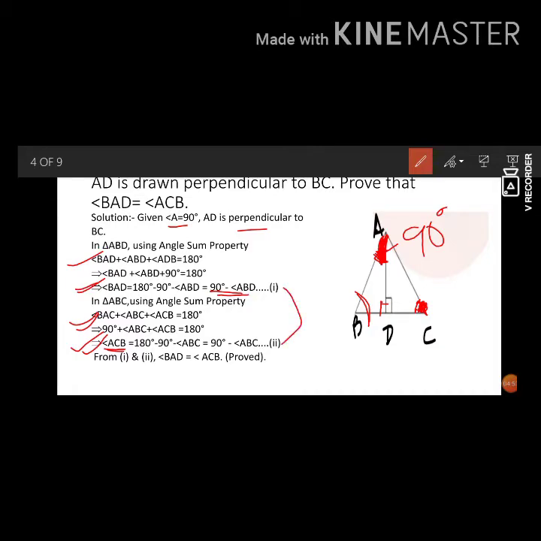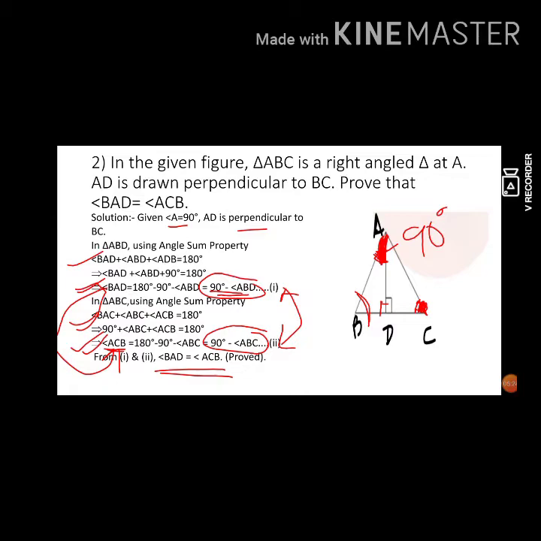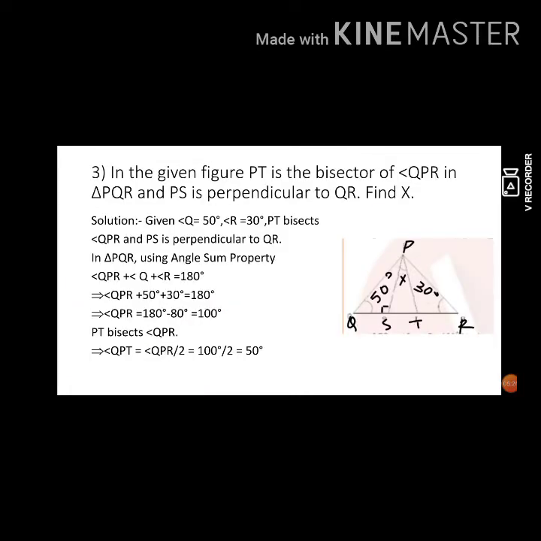Now from these two equations 1 and 2, the right hand side part is equal. Since the right hand side part is equal, we can say the left hand side part is also equal. So from equations 1 and 2, we can say angle BAD is equal to angle ACB. That is what was required to prove. Hence, our solution is achieved. Now let us go to sum number 3.